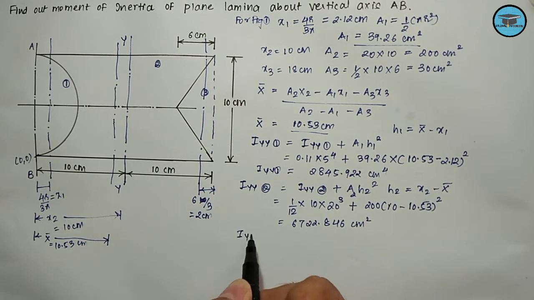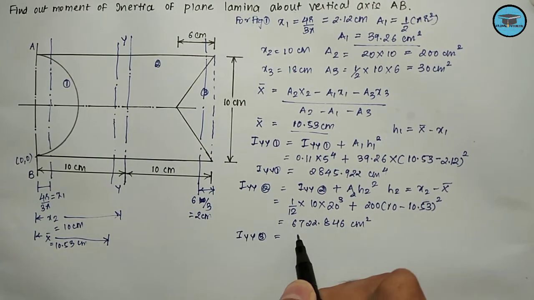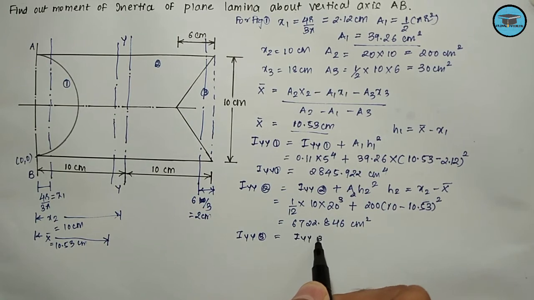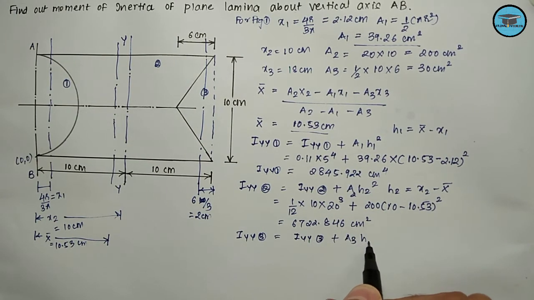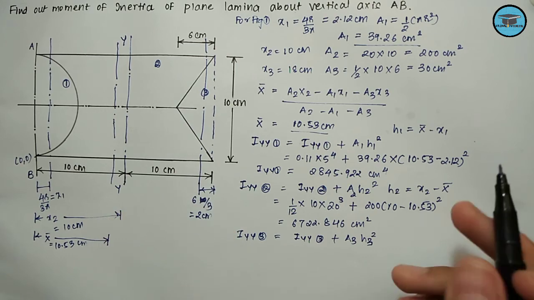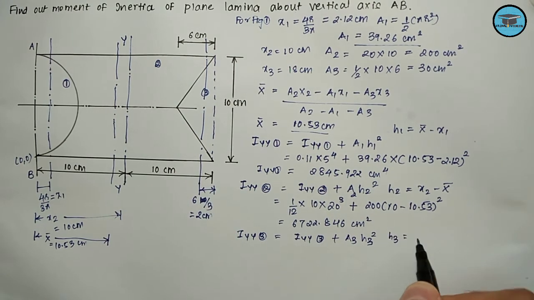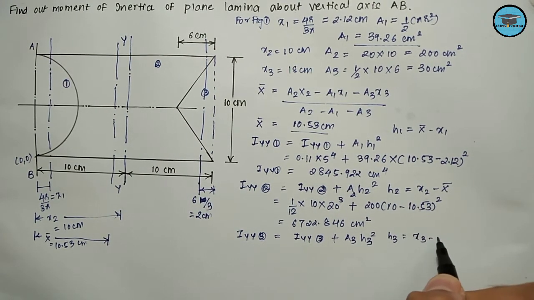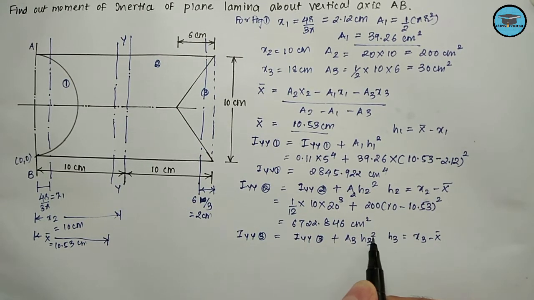So Iyy3 can be given as Iyy3, that is the moment of inertia about its local YY axis plus area into the square of the distance between these two axes. Okay, that is these two axes. So h3 can be given as x3 minus x bar. We can also write it as x bar minus x3. We need to take the square, so the value will always be positive only. So we can either write x3 minus x bar or x bar minus x3.